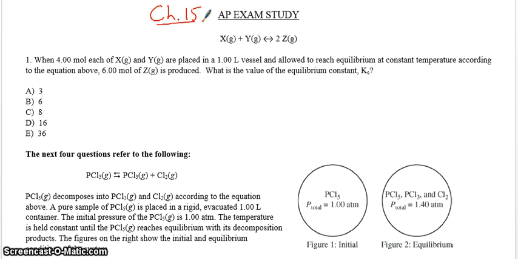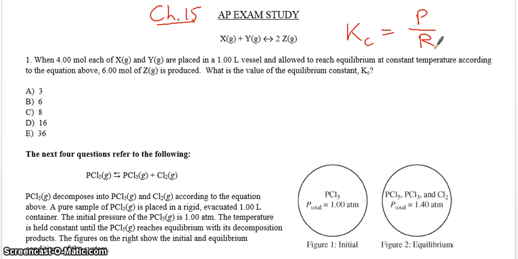Question 1 says, when 4 moles each of X and Y are placed in a 1-liter vessel and allowed to react to reach equilibrium at constant temperature according to the equation above. Notice we have X plus Y in equilibrium with 2Z, a general version of an equation. 6 moles of Z is produced. What is the value of the equilibrium constant Kc? Remember, Kc is products over reactants at equilibrium.